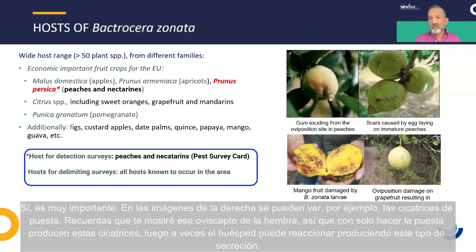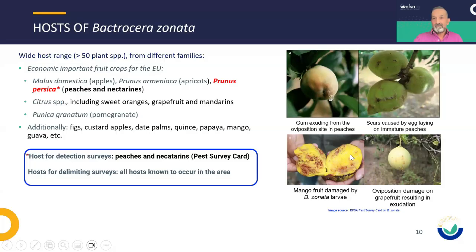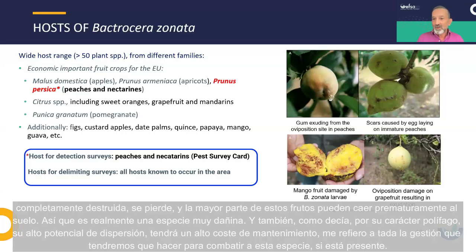In the images on the right, you can see, for example, the oviposition scars. Remember that I showed you this ovipositor of the female. So just by ovipositing, they produce these scars. Then sometimes the host can react by producing this kind of gum. But then the most important damage is when the larvae are feeding inside because they can consume the whole pulp. So the fruit is completely downgraded, it's lost. And most of this fruit can fall prematurely to the ground. So it's really a very damaging species.